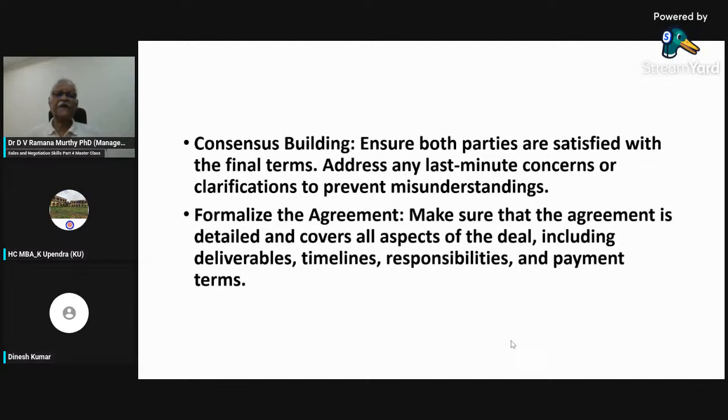And the next would be, after a quick review and recap, both the parties are satisfied. There cannot be any doubts, please note, of both the parties, because we have said it is not compromise, it is collaboration. Again, I repeat a number of times, it is collaboration, not compromise.